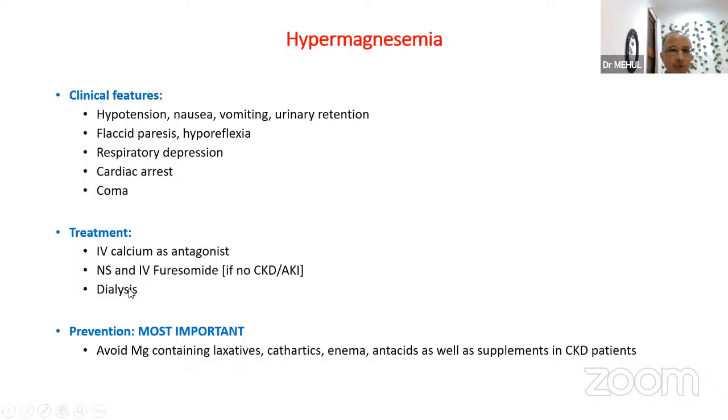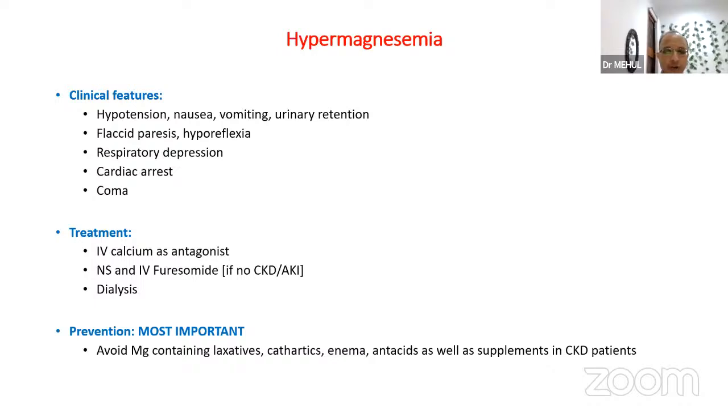Acute treatment is to give IV calcium as an antagonist to the magnesium in the plasma. As with treatment of hypercalcemia, forced saline diuresis with high furosemide can be given if the renal function is normal, and certainly if the child has got CKD, prompt institution of hemodialysis would be life-saving.